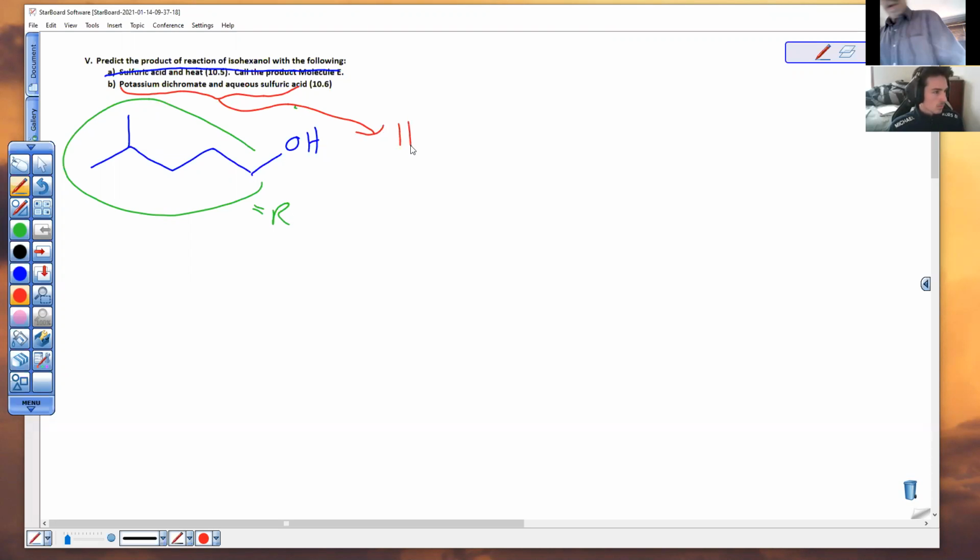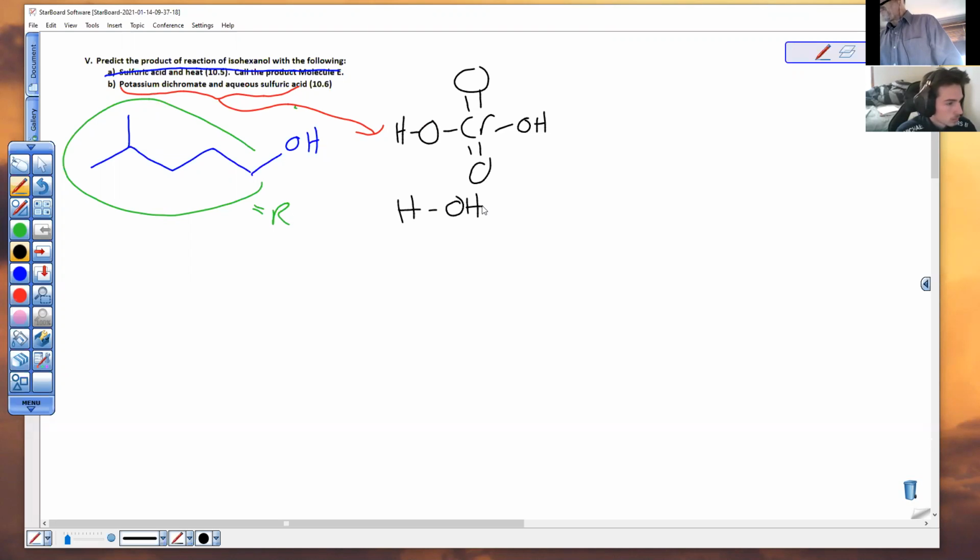since we're doing a mechanism later, might as well draw the parts we need now. So we have chromic acid created when those things meet. We have water and we have sulfuric acid. And we have a reaction.